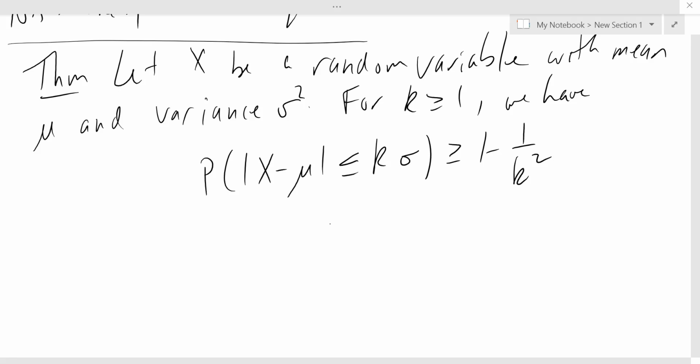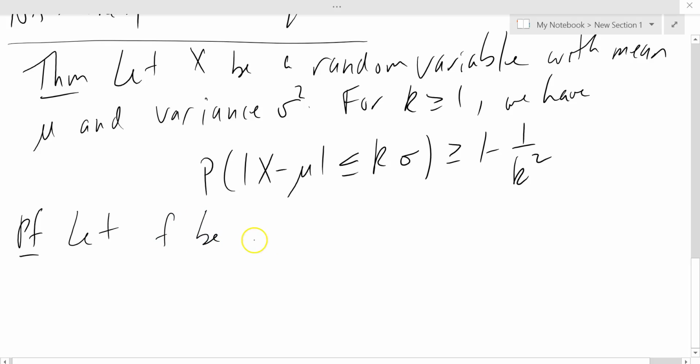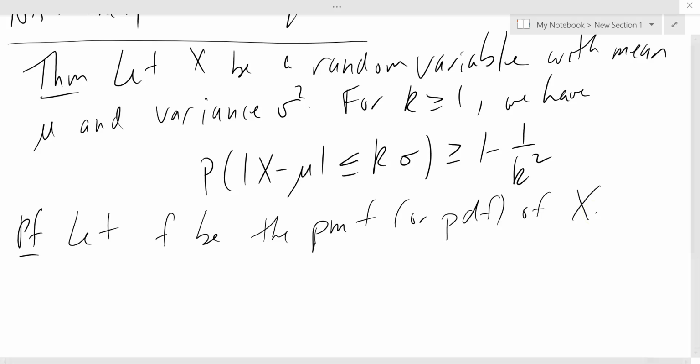So let's prove it. Because if it's a cool theorem, we should prove it, right? At least in my estimation. Okay. So let's let f be the PMF or PDF of X. The way the book proves it is with the PMF, so it's using sums. If you did the PDF, you could do integrals. It's the same idea.